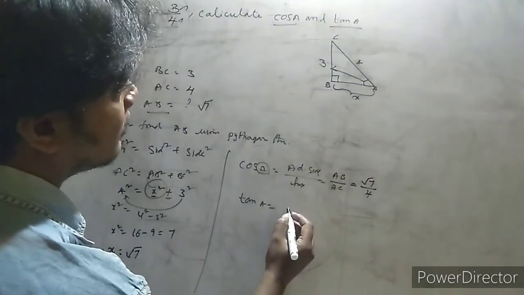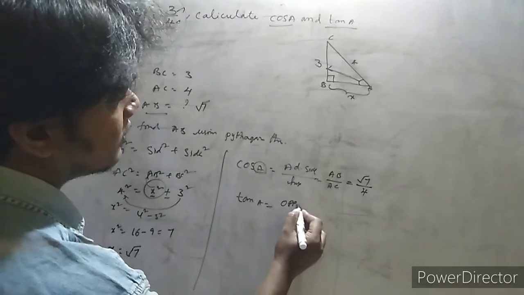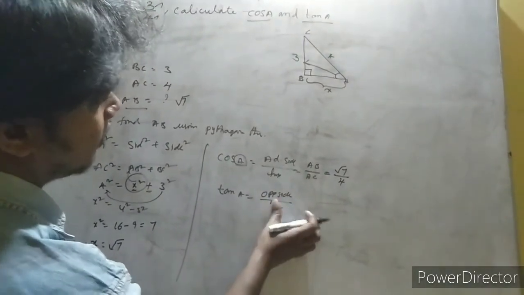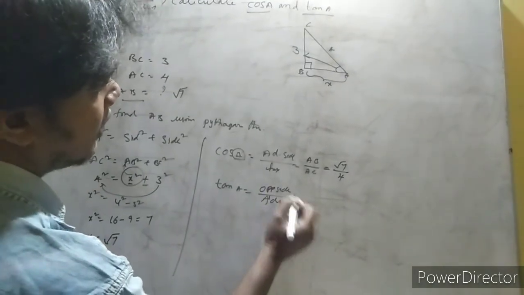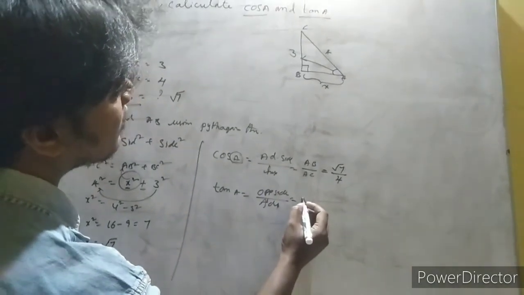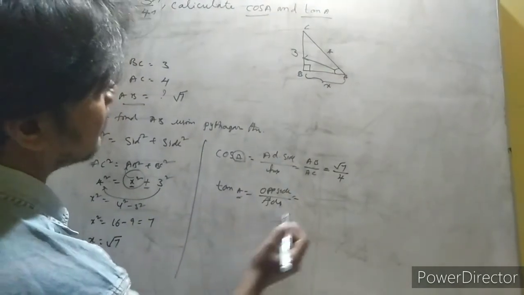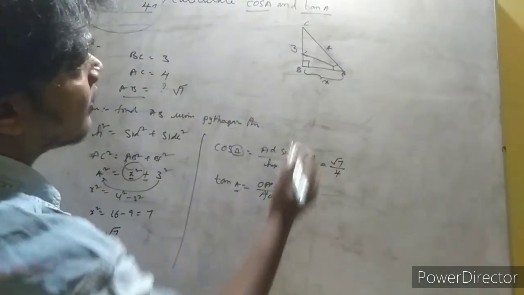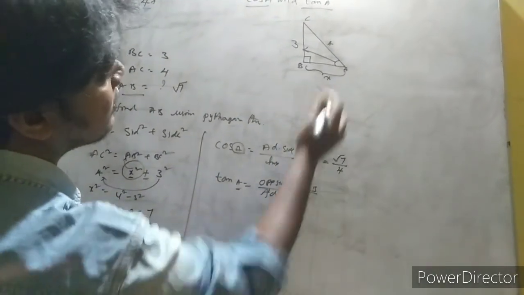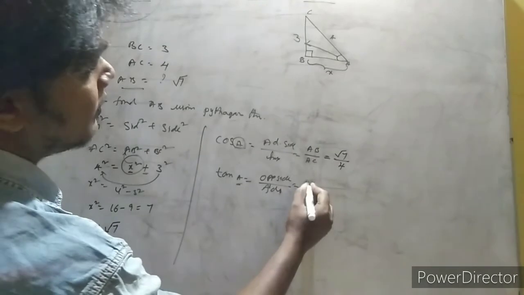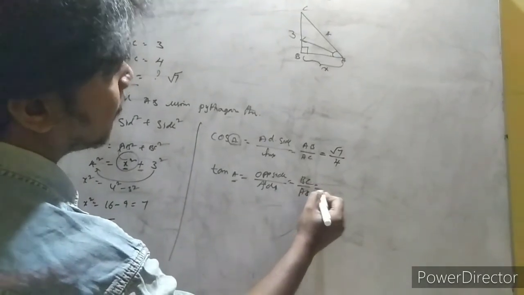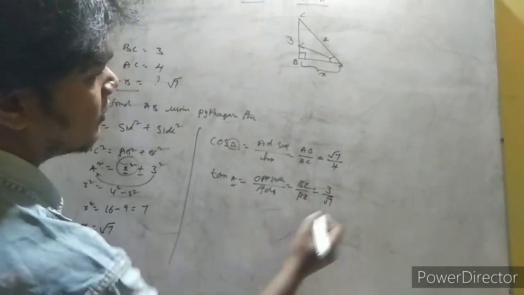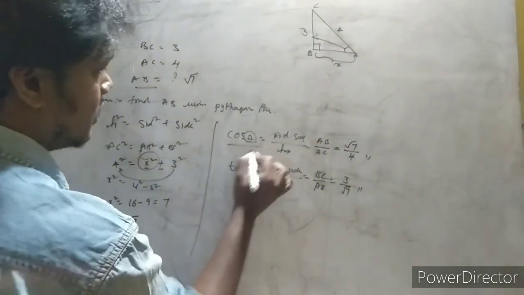Tan A is nothing but opposite side by adjacent side, not hypotenuse. Opposite side means where it is, from A: BC, by adjacent side AB. What is BC? 3, by AB, which is root 7. So these are the values of cos A and tan A.